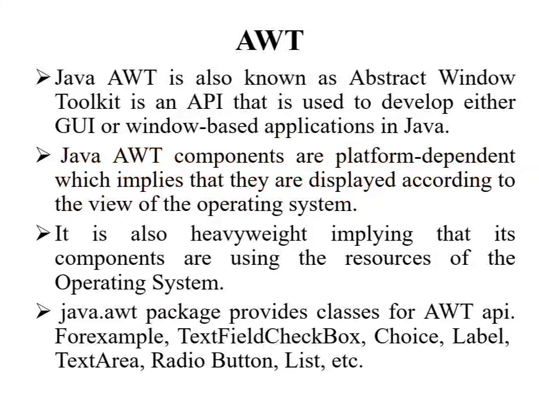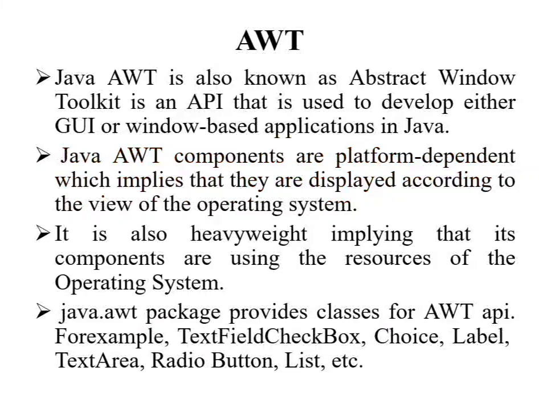Java AWT components are platform dependent, that is, the components are displayed according to the view of the operating system. AWT is heavyweight, that is, its components are using the resources of the underlying operating system, that is, OS.